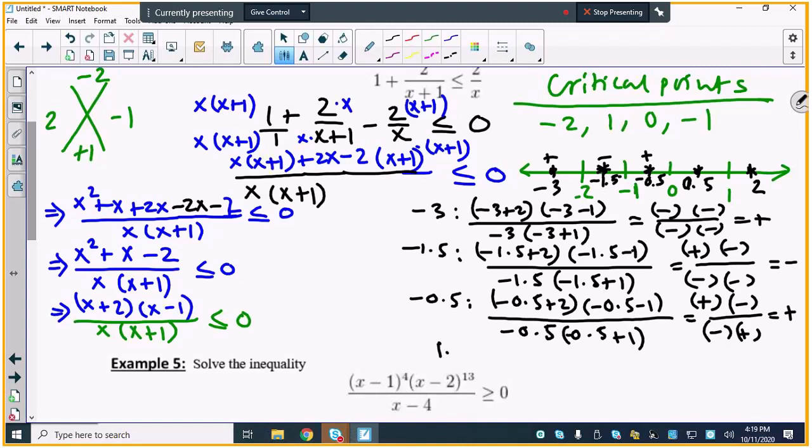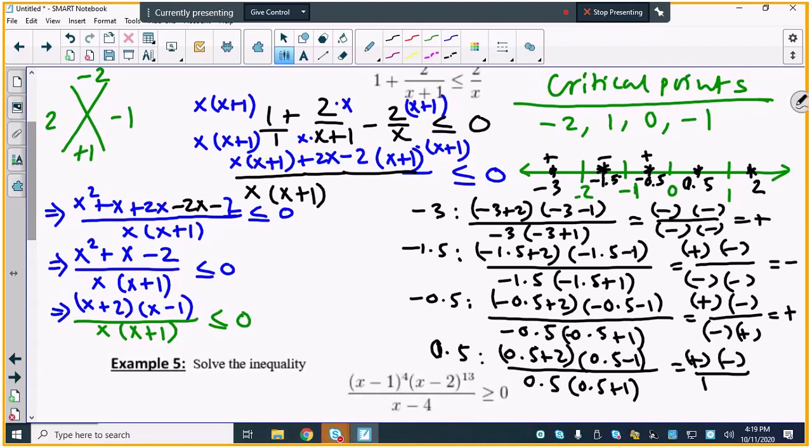So 0.5, so I get 0.5 plus 2 times 0.5 minus 1 over 0.5 times 0.5 plus 1. So you get positive, negative, positive, positive. That's negative. I need to do one more testing, and this time the testing is going to be at 2.